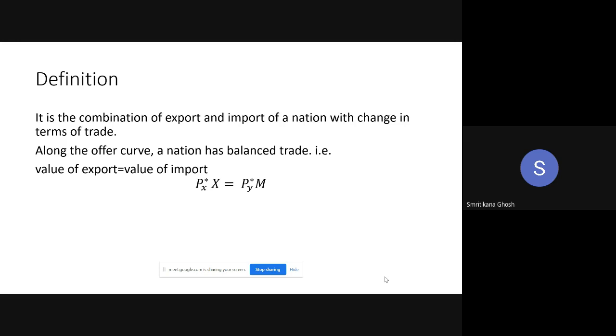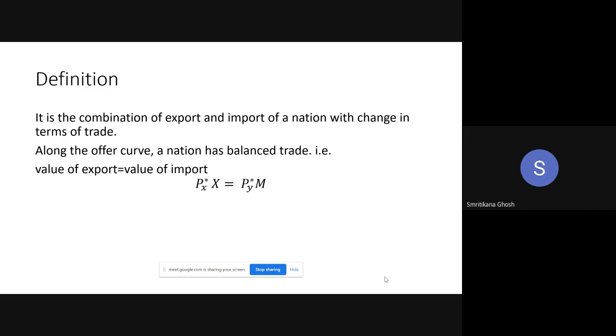So when this ratio changes, the amount of export and import will definitely change, right? So if you keep changing your terms of trade, the export and import will change automatically. And if you join all those export and import values, the curve we get is called the offer curve. So it is the combination of export and import when you are changing your terms of trade.